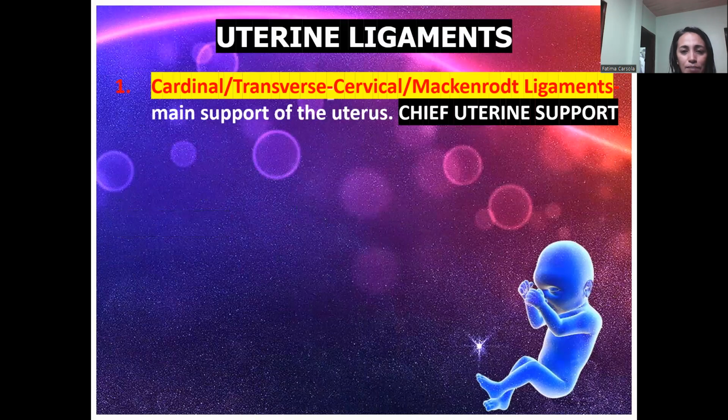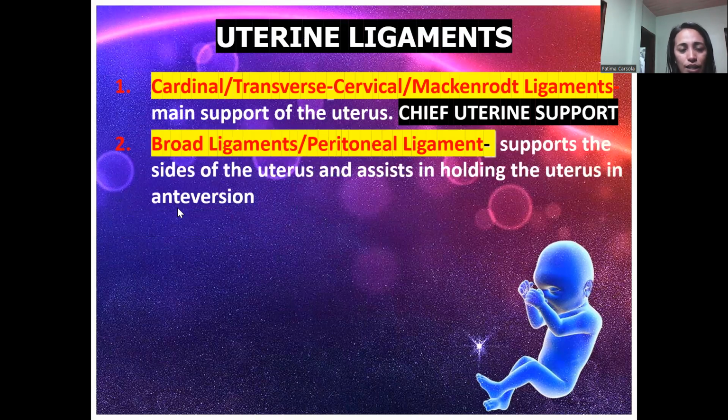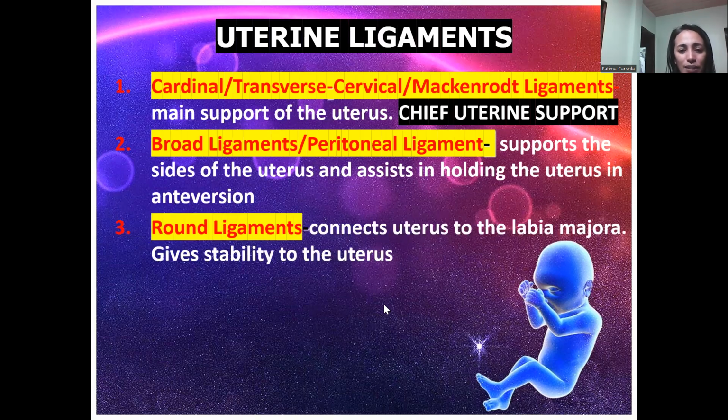Uterine ligaments, you have here the cardinal, transverse cervical, Mackenrodt ligament as the main support of the uterus. Pag ito na-hit during cesarean section, you will have uterine inversion because it is considered as your chief uterine support. You have here your broad ligaments, okay, your peritoneal ligaments supports the sides of the uterus. At ito yung pinakamahalaga that supports the uterus in anteversion. And then you have the round ligaments. It connects the uterus into the labia majora. It gives stability to the uterus.